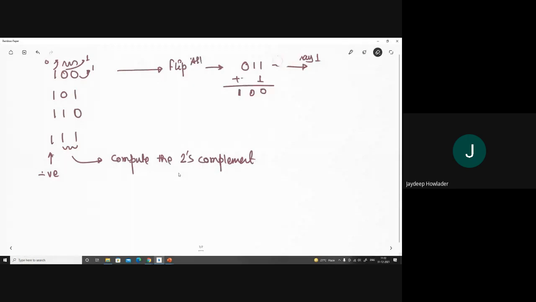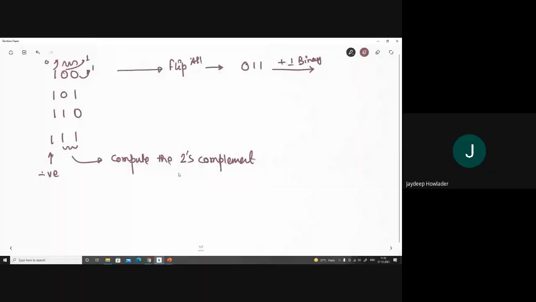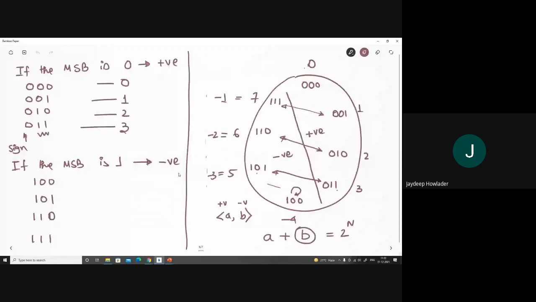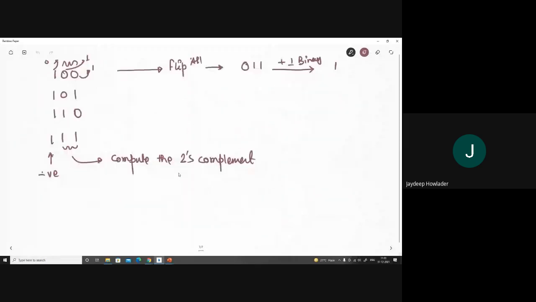So let it be, we present this thing. Then we add 1 as binary. And then what is the magnitude we are getting? We are getting 1 0. This is 4. The number 4 we will consider later on. So let us do the second one.